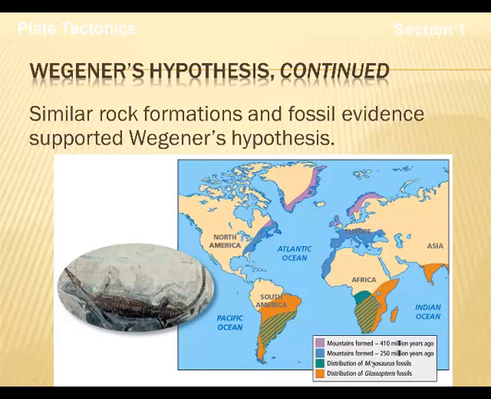And then also distribution of Mesosaurus fossils in the green, here and here. And distribution of Glossopteris fossils, which Glossopteris is a fern-like plant that is only found in warm climates. Here, here, and here. The evidence that was collected led him to believe that the continents were all at one time connected, allowing these mountain ranges to be formed at the same time in the same location, and these organisms to have populations that are much closer than what they are currently where the Atlantic Ocean separates them.